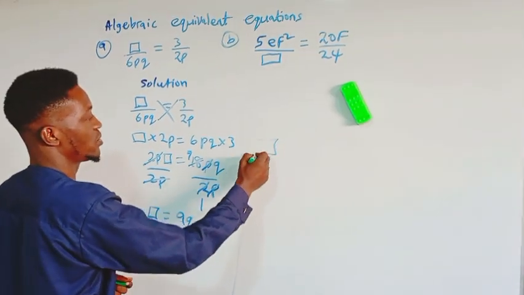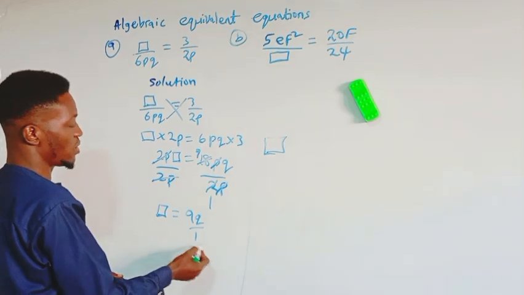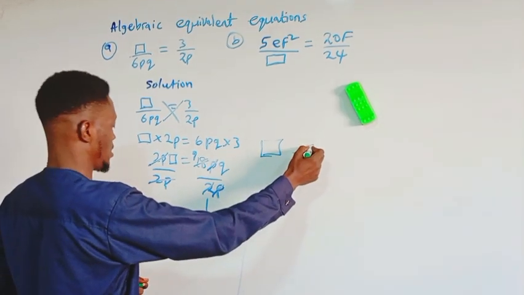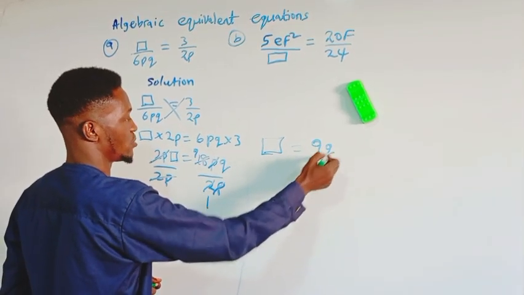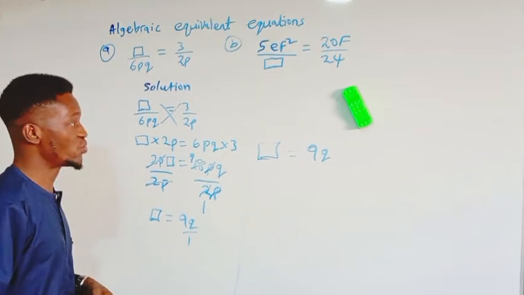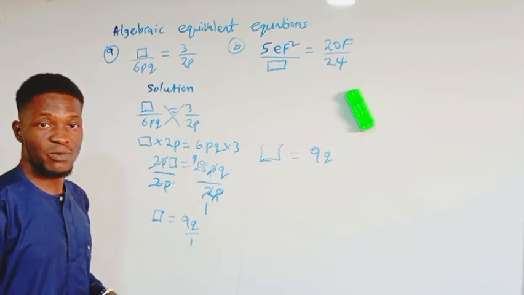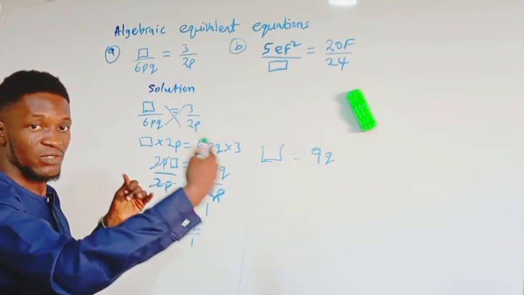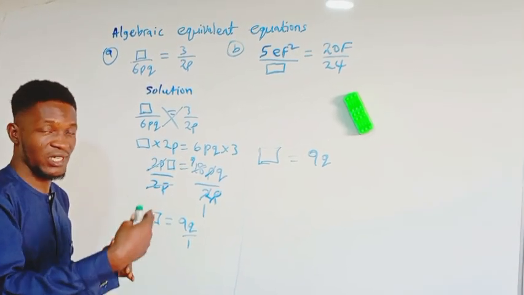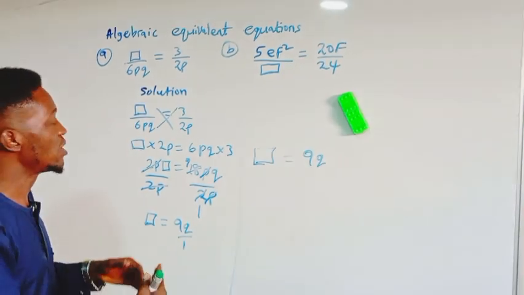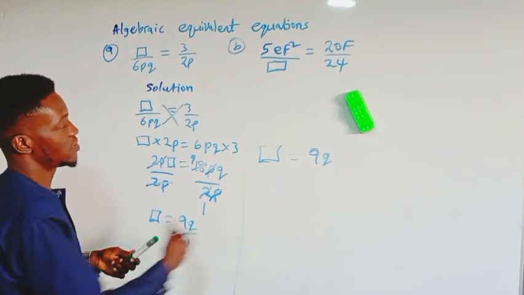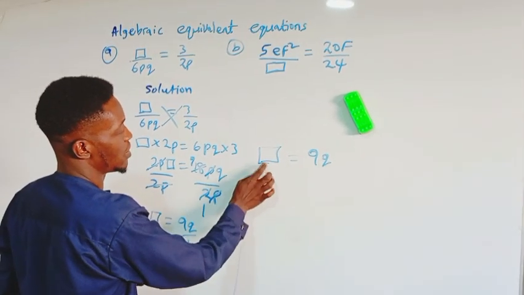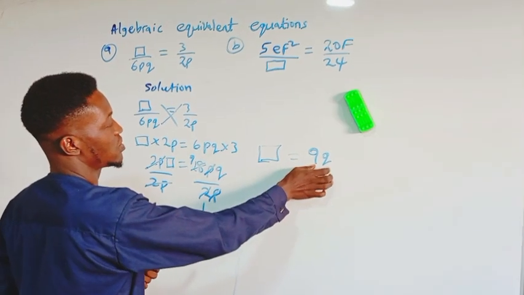Let me write the symbol. 9q over 1 is the same thing as writing 9q. So this is the answer to question number 1. But let's check. Remember, the value at the numerator must be equal to the value at the numerator, and the value at the denominator must be equal to the value at the denominator. So let's check it, anytime you see this symbol represented with 9q.